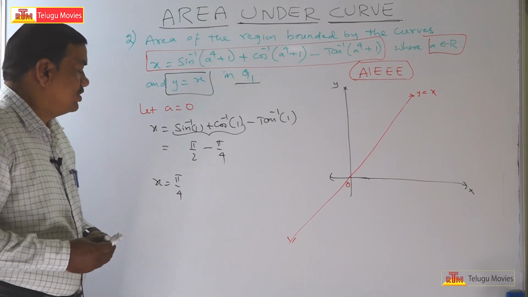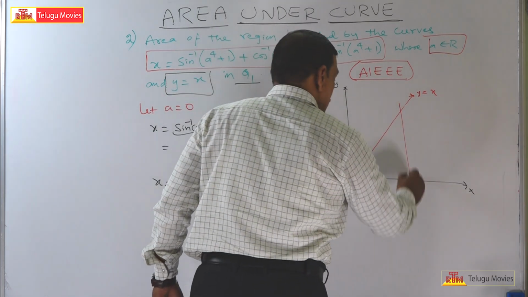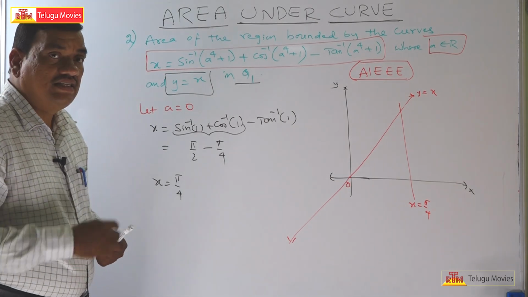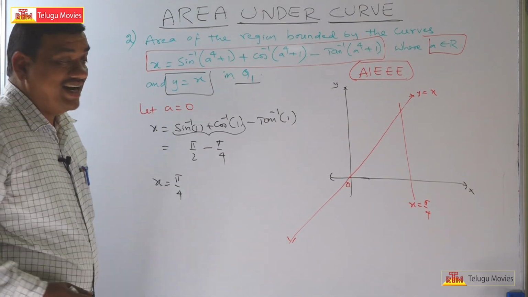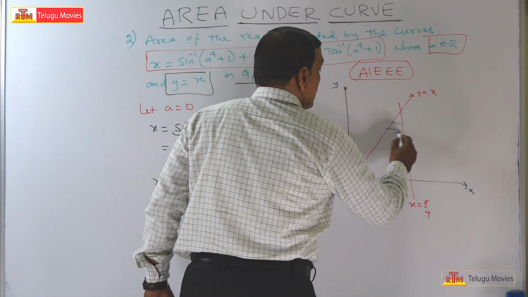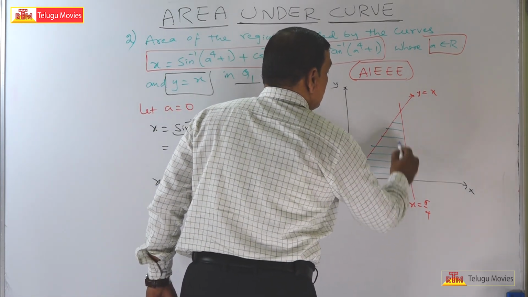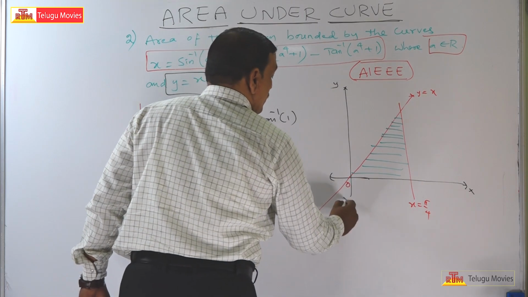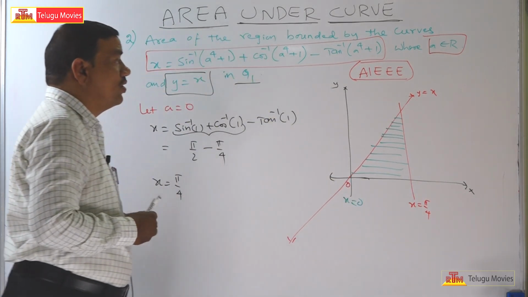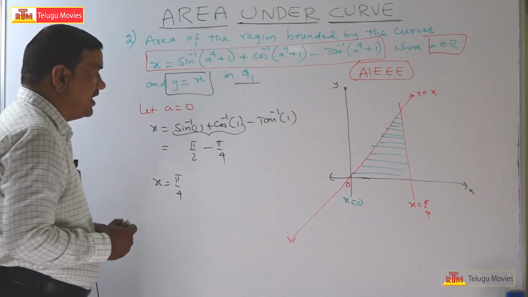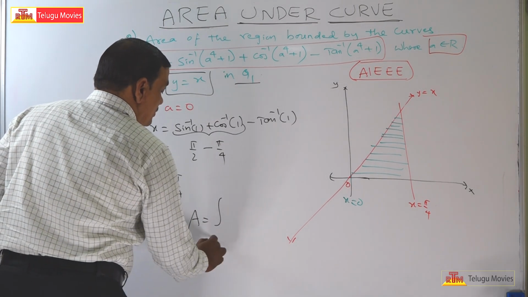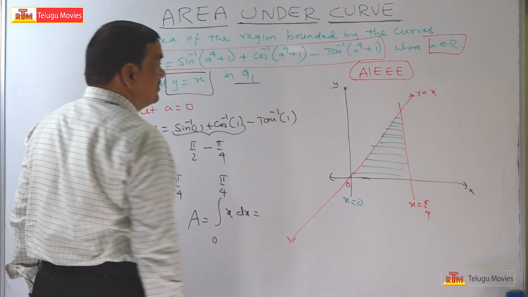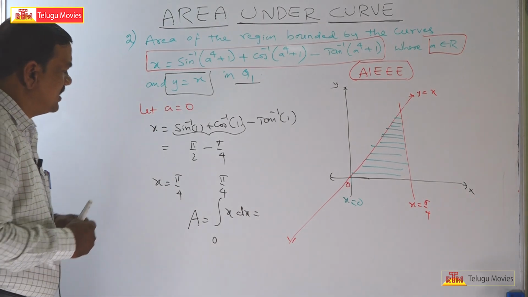Let us draw the line x = π/4. It is a line parallel to the y-axis at a distance of π/4. Now we have to find the area of this region. What is the lower limit and upper limit? The lower limit is x = 0 and the upper limit is x = π/4. Therefore the area is the integral from 0 to π/4 of x dx.